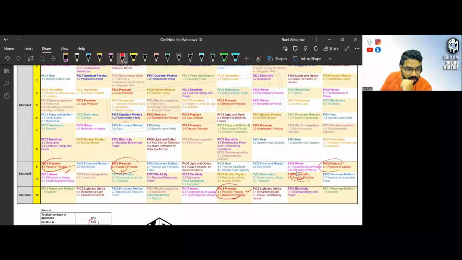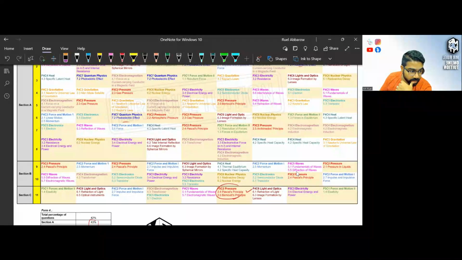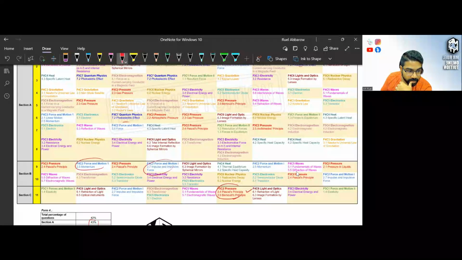So Section B, you can see once again, we have Pascal's principle 3 times. It's come out 3 times. Now, the other one that's repeating here, where's the other one? Force and motion. Yes, force and motion 1. So you can see momentum, impulse, momentum, impulse. That seems to be quite popular.